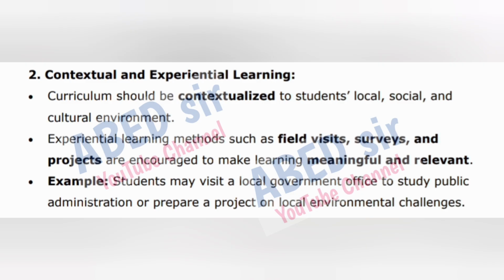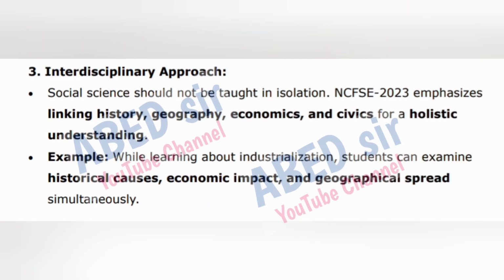Experiential learning methods such as field visits, surveys, and projects are encouraged to make learning meaningful and relevant. For example, students may visit a local government office to study public administration or prepare a project on local environmental challenges. 3. Interdisciplinary approach. Social science should not be taught in isolation.